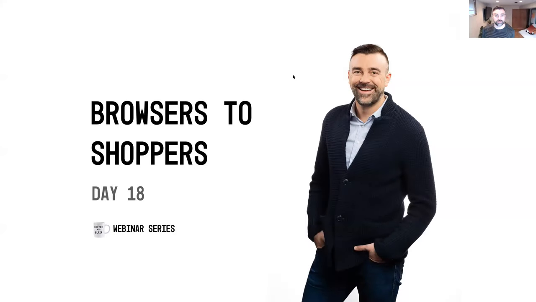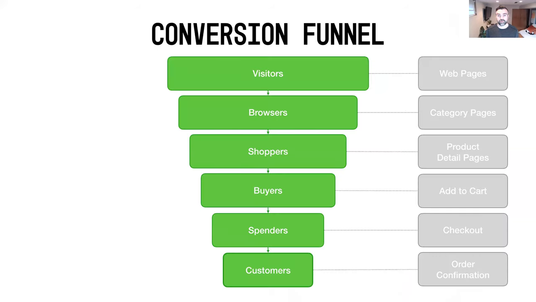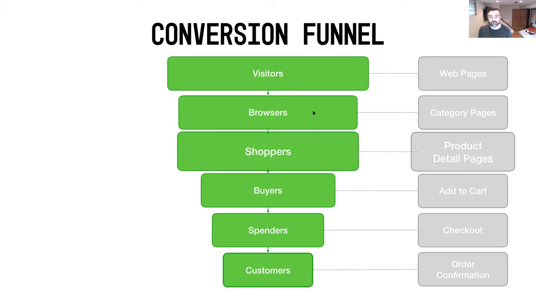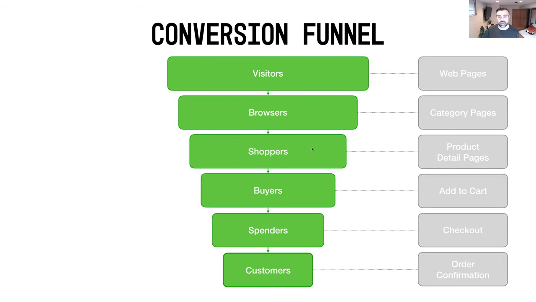All right. And so, yeah, as I mentioned, today is day 18. We're getting into what we call browsers versus shoppers. And what we want to understand is how do we take them further down into the funnel? So as we've been looking over the last couple of days, we've got our conversion funnel of visitors that are visiting web pages. But today we're looking at browsers and shoppers in terms of how they're getting further down into your shopping funnel. Tomorrow we'll look at the buyers, and then the next couple of days we'll look at spenders and finally customers so that you can understand the whole entire conversion funnel.